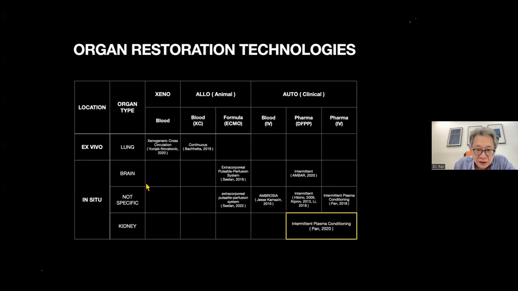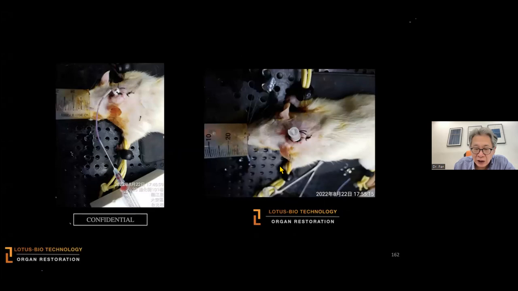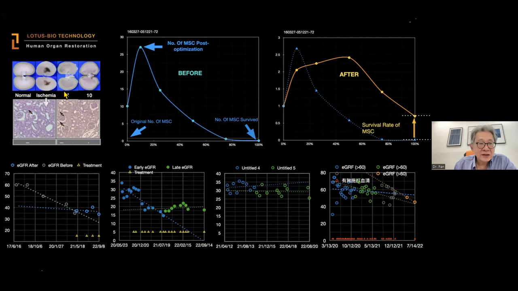We are also working on this, using a rat model, and we are working on this using the AKI animal model. And we can see that the injured kidney of the AKI can be improved very quickly.